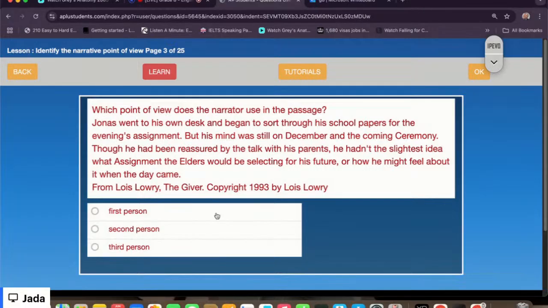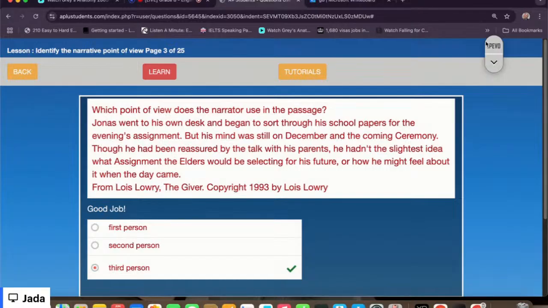All right, so this is the third person point of view. It says it from the outsider's point of view.